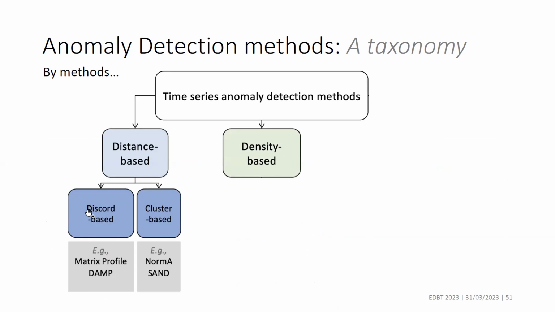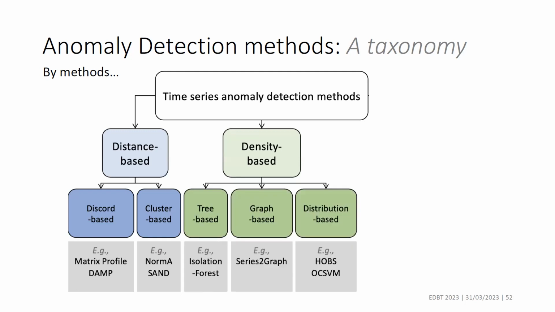Then you have density-based approaches. This is a very generic term, but density-based means that you will try to evaluate the density of the subsequences or points, and then identify low-density parts of the time series. You can do it in different ways. There are tree-based approaches, like isolation forest as an example, graph-based approaches, so series to graph, and distribution-based approaches, where you can, for instance, build histograms. HBOS is one of them, where you build histograms to detect abnormal values.